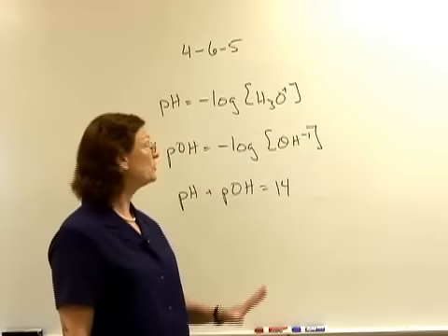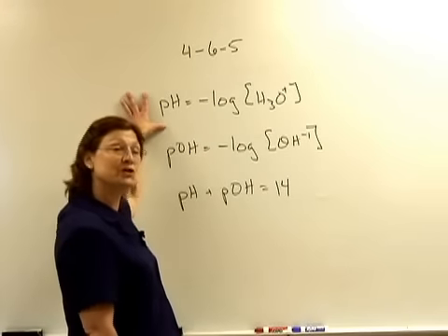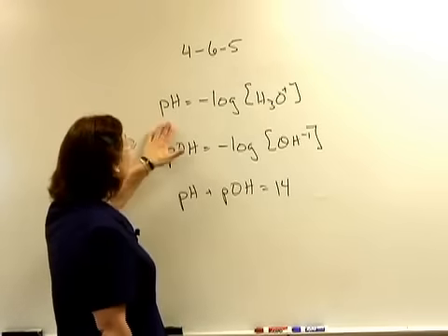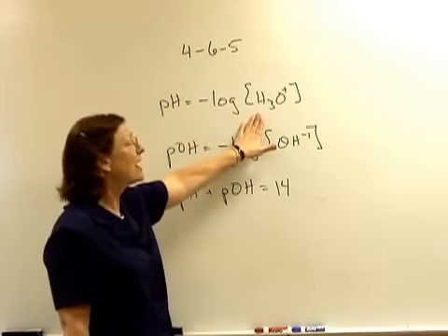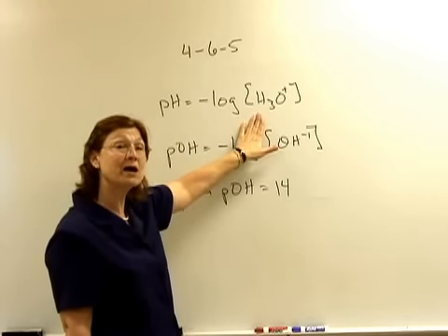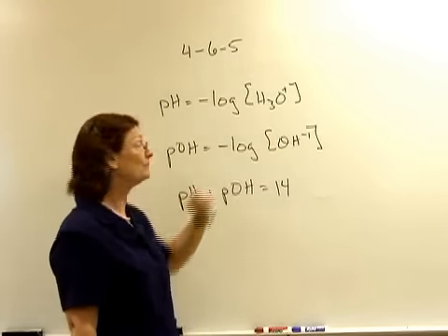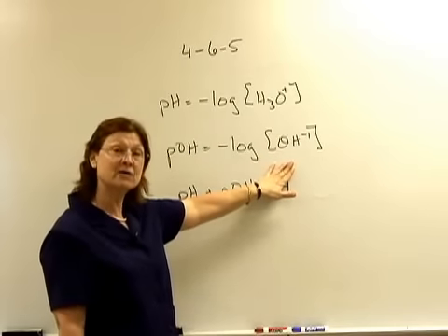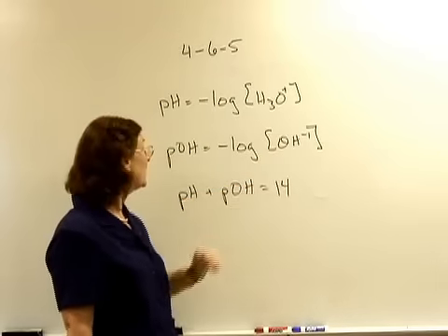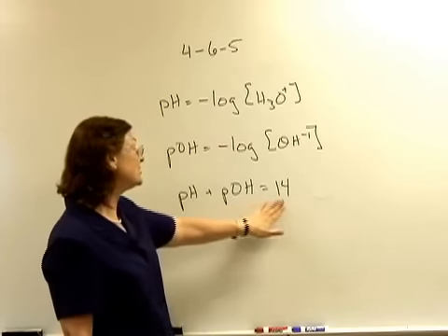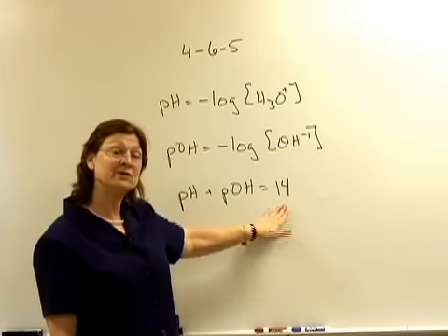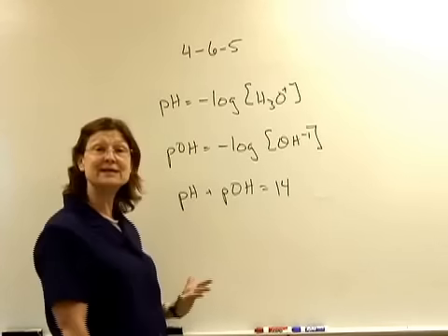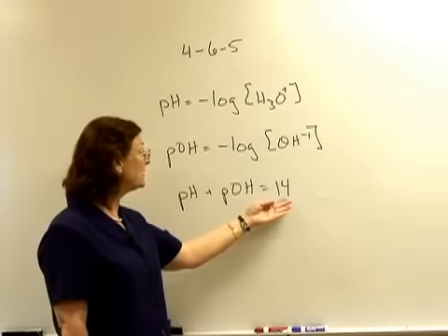Here we have an expression of how we determine pH. And pH is negative the log of the hydrogen ion or the hydronium ion concentration in molarity. And pOH is minus the log of the hydroxide ion concentration in molarity. And the pH plus the pOH is equal to 14. And you'll recall that when we took the log of 1 times 10 to the negative 14, we got 14.